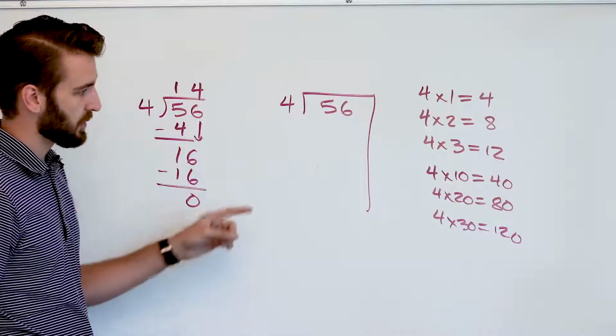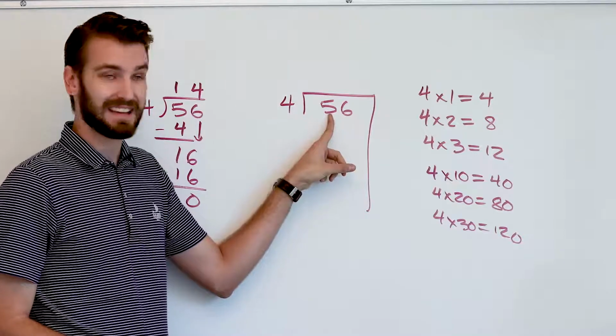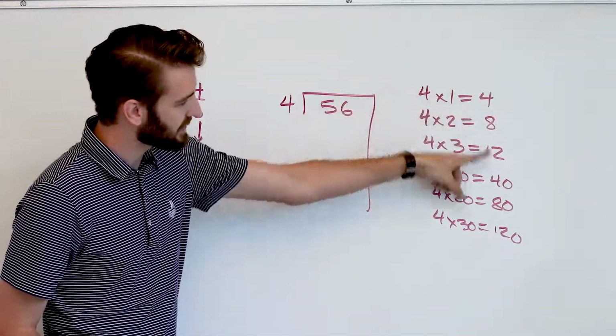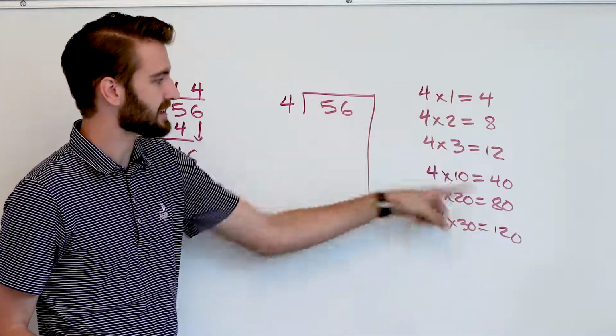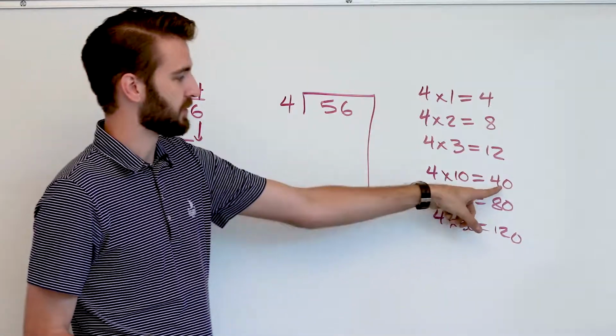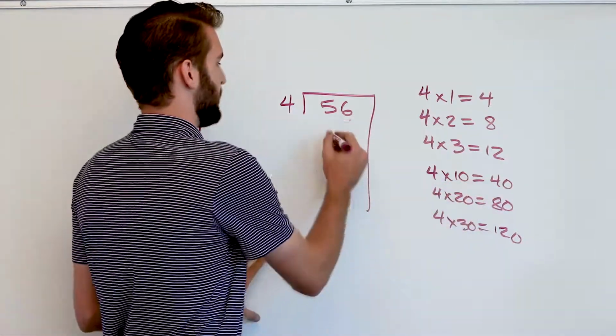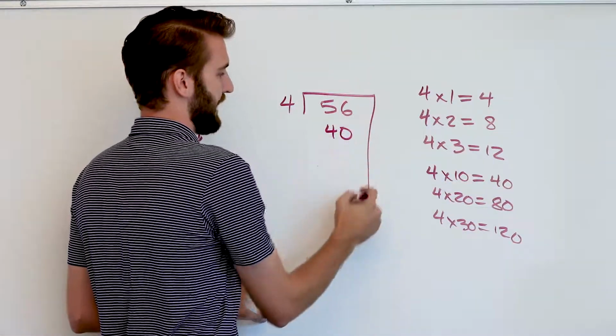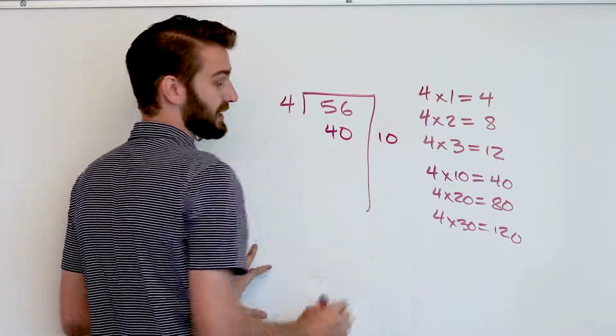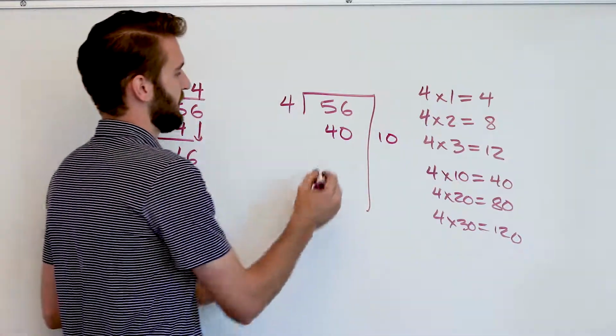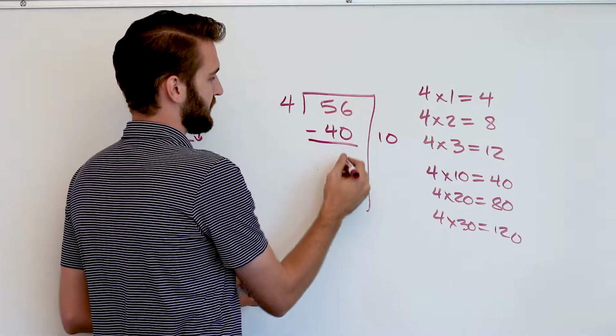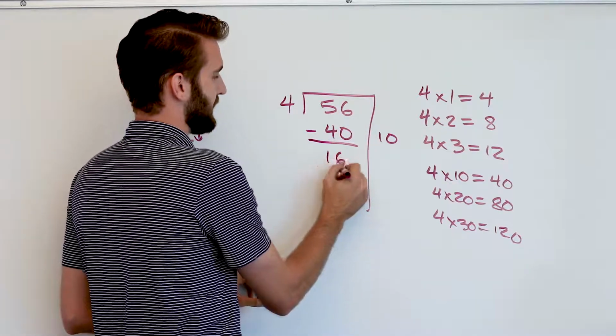Okay, so now what we want to do is look at 56 and decide which one of the biggest of these will fit into 56. So we have a 40 that will fit into there. So we put 40 right here, and that was 4 times 10. So we put a 10 on the outside. All right, and then subtract those, the leftover we should have is 16.